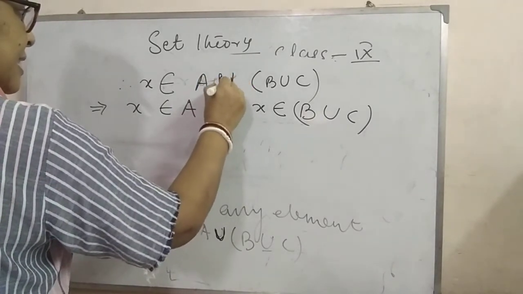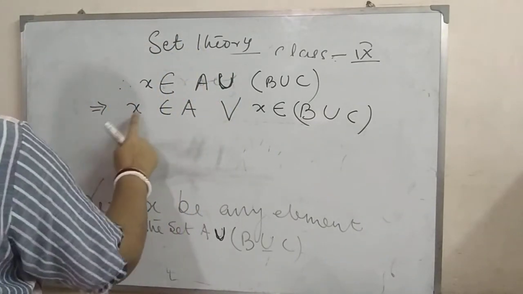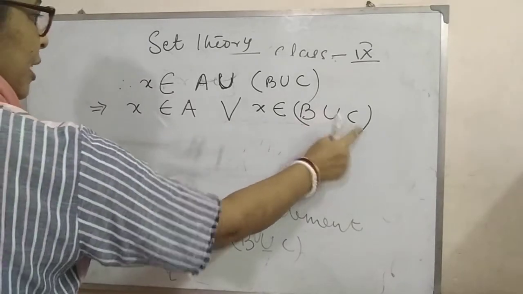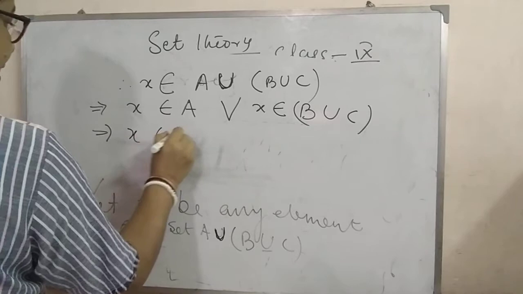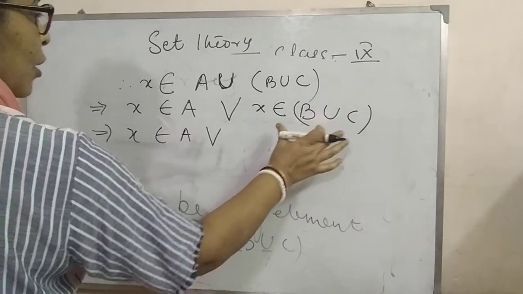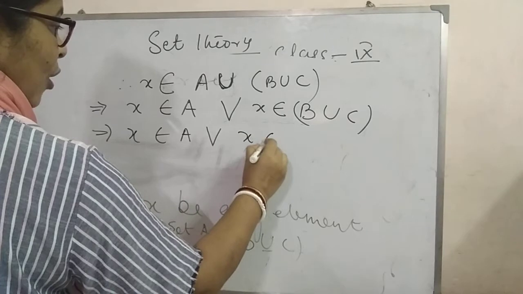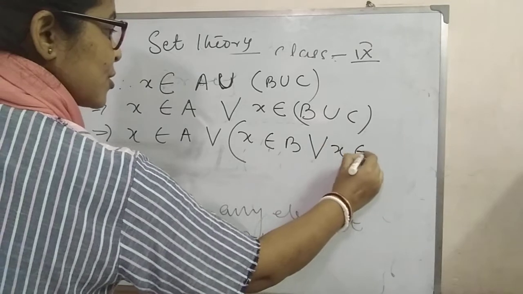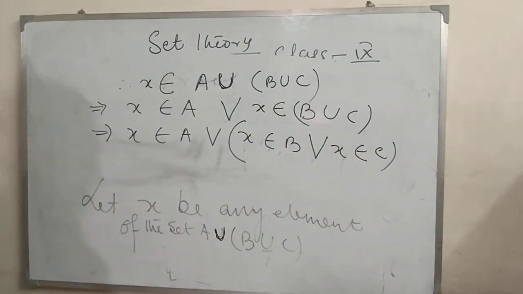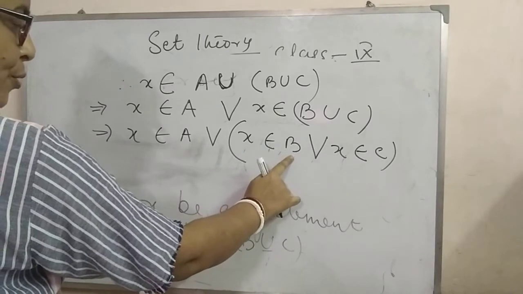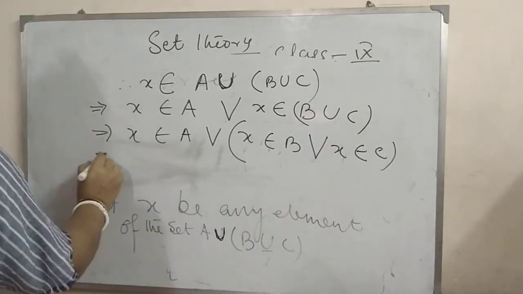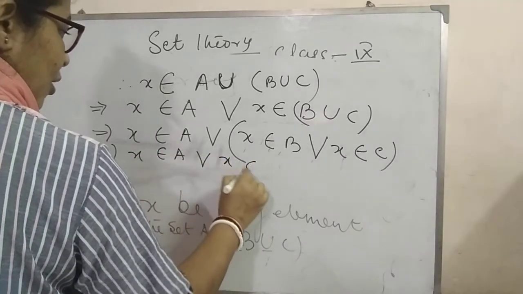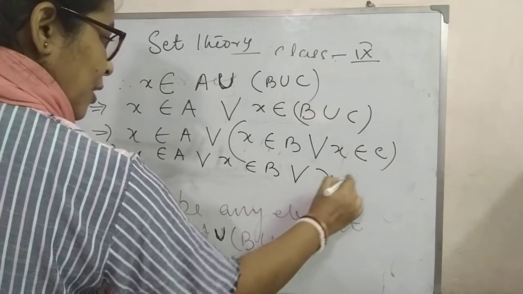First I will discuss this notation. x belongs to A or x belongs to B union C. For this I can write x belongs to B or x belongs to C. I can write it in this way: x belongs to A or x belongs to B or x belongs to C.